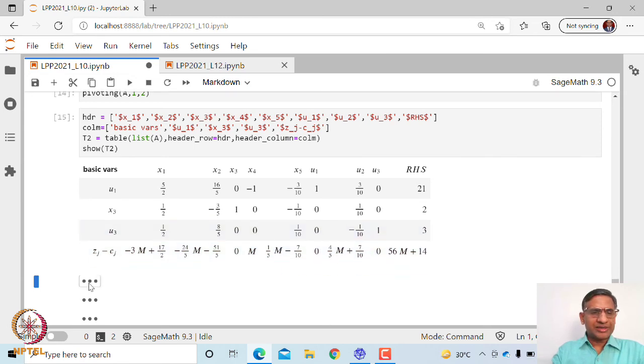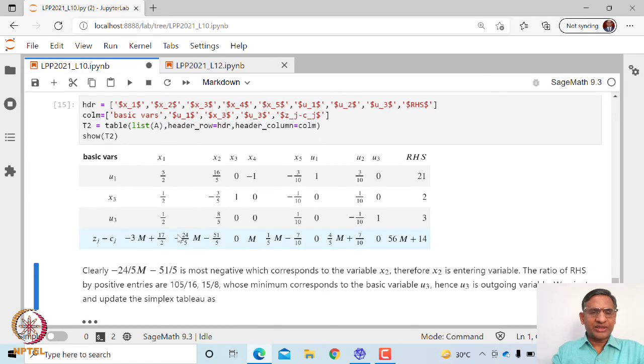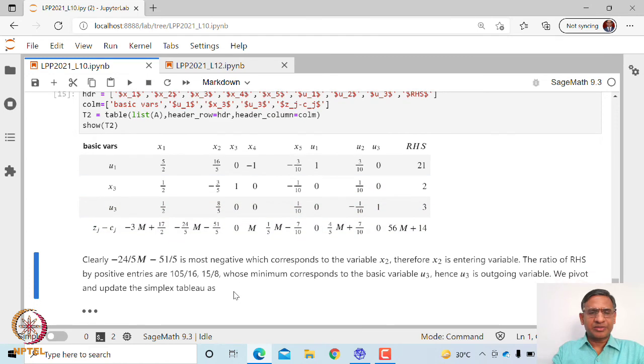So which is the most negative one? In this case you can look at this, minus 24 by 5 or minus 51 by 3 is the most negative one. Therefore x2 will now be the incoming, entering variable, and then we will look at the ratio. This is one negative, so we don't have to consider. So we look at 21 divided by 16 by 5, and the other one is 3 divided by 8 by 5. Among these, the minimum ratio corresponds to basic variable u3. So u3 will be outgoing and x2 is incoming.